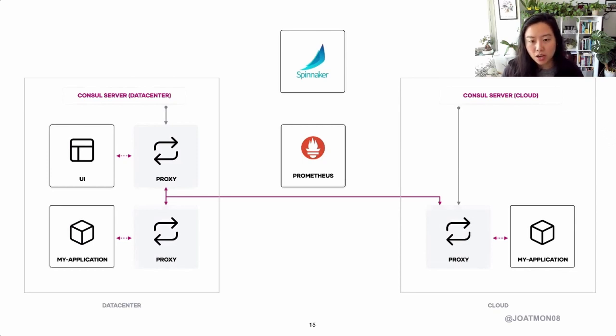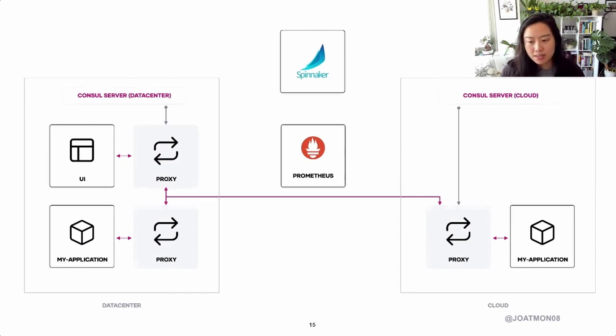The two Consul clusters are connected through something called federation. They are aware of each other. They actually communicate to each other in order to retrieve the services in each cluster. So, for example, cloud is aware of UI in data center.